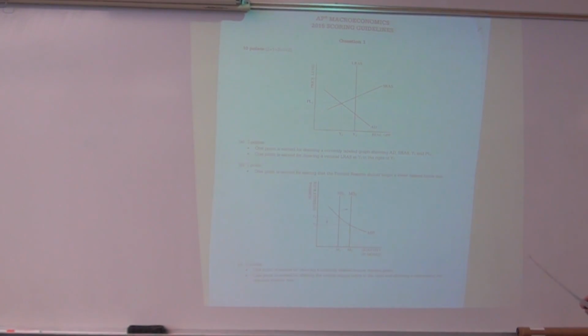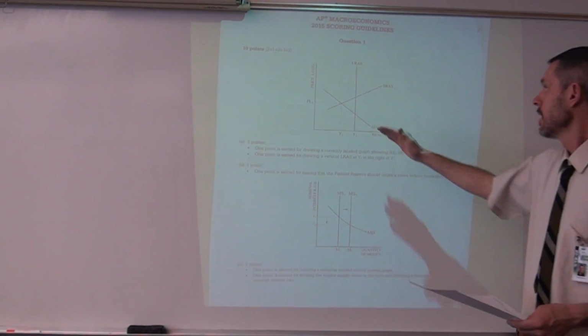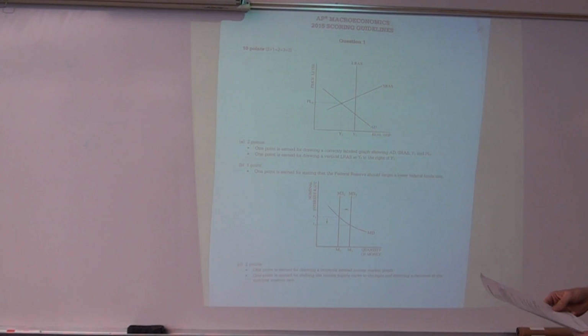Then it says, assume the Federal Reserve targets a new federal funds rate to reach full employment. Should the Federal Reserve target a higher or lower federal funds rate? They should target a lower federal funds rate. That's just trying to lower the interest rate. That would be increasing aggregate demand.